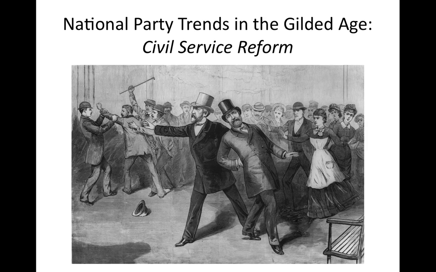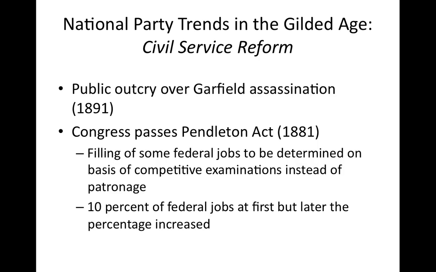Well, something happened in 1881. James Garfield, just very soon after taking office, was shot. He was assassinated by somebody who was mad because he didn't get a federal job under the Garfield administration. Garfield did die of his wounds, and Garfield's assassination led to a public outcry.